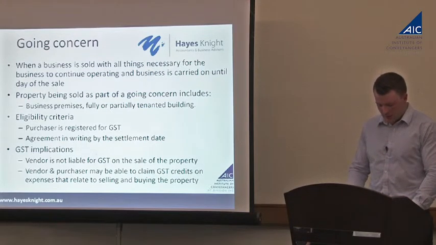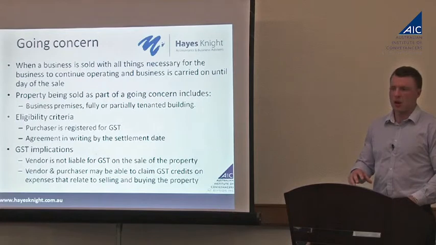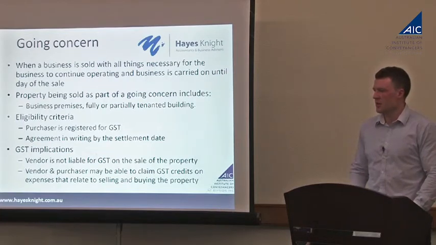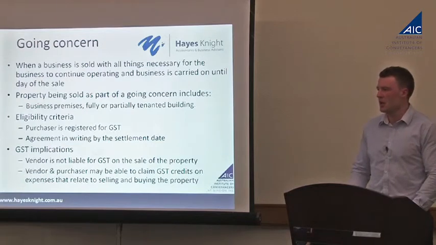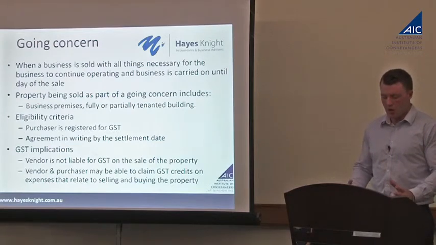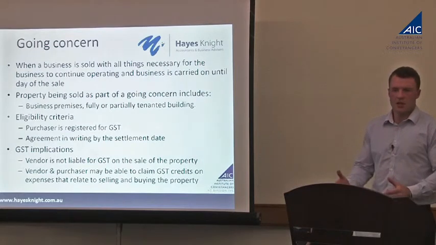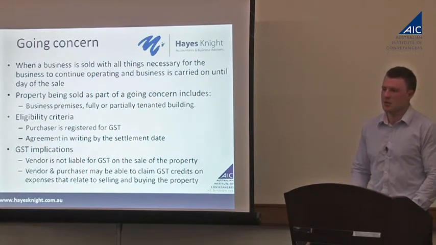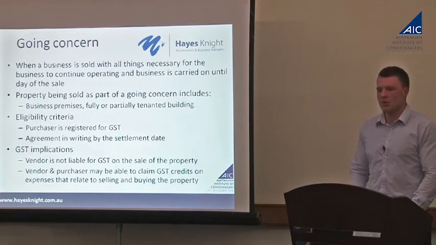The benefit of that is that in property transactions, stamp duty is calculated on the GST inclusive price. So if we had a nice commercial shed or something like that, a $2 million shed, and it was sold, and we didn't use the going concern rules, you'd have $2 million plus 10% GST, so you've got a $2.2 million property, and then you're calculating stamp duty on the 2.2.